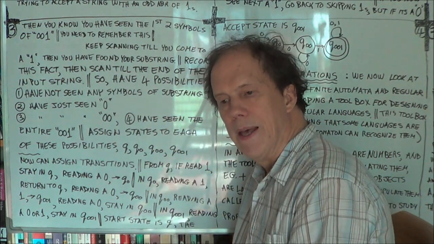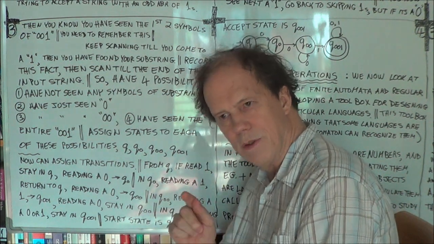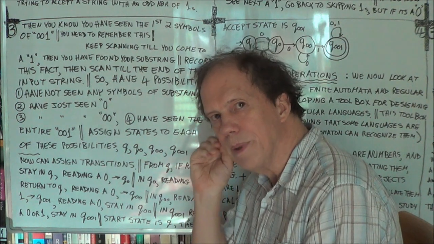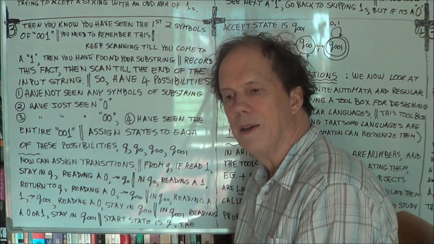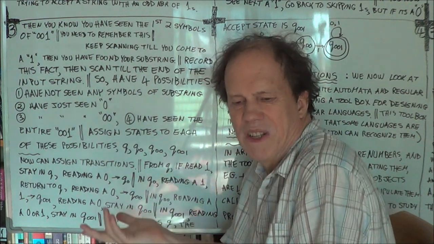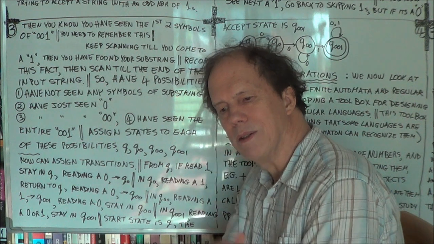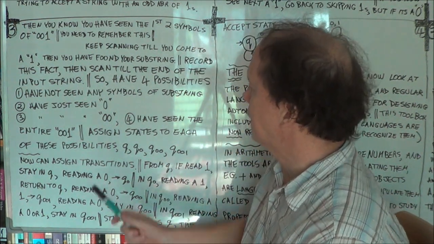Okay? And once we get into that third state, the 0, 0, 1 state, we just stay there, because we've done the job. We've found the substring, and so no matter what comes in after that, it doesn't matter. So we just keep looping back to that state that corresponds to 0, 0, 1. All right.